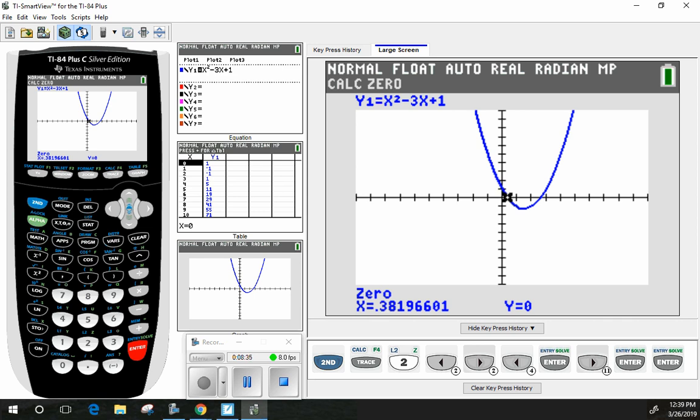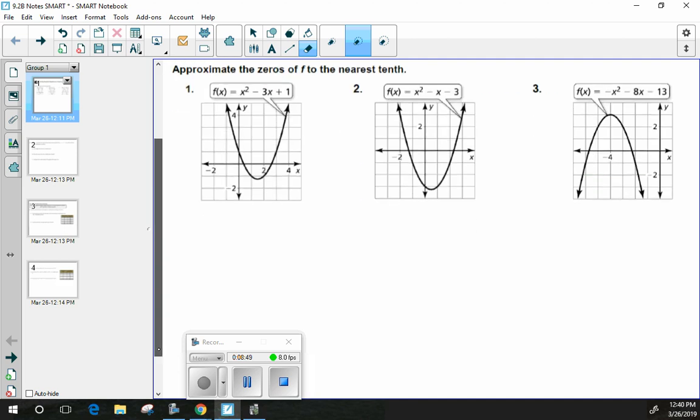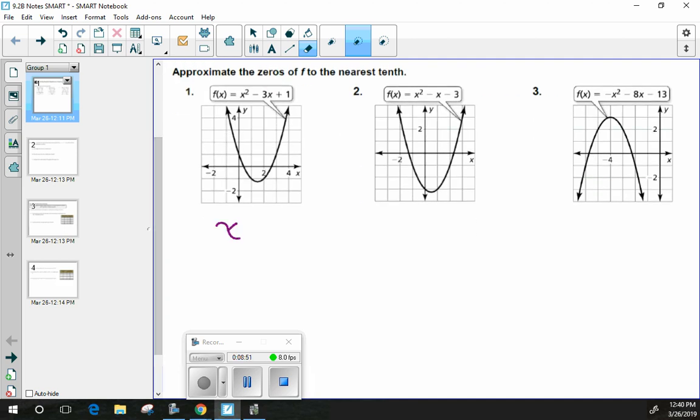So there it is. So now we know one of our solutions is 0.38196601, and probably keeps going. And what does it tell us to round to? The tenths place. So we can come back here and say, okay, that sounds good to me. So the solution on number one of our solutions is essentially 4 tenths. Okay?